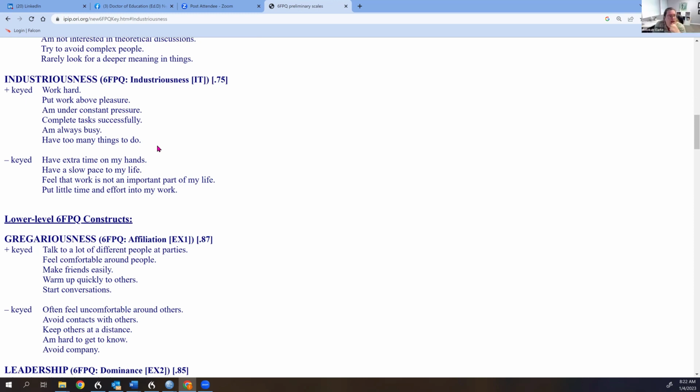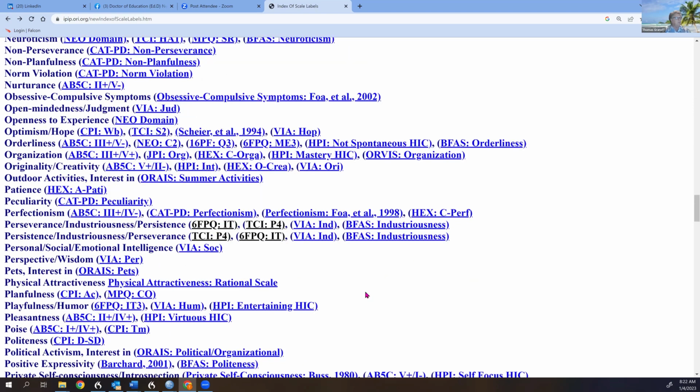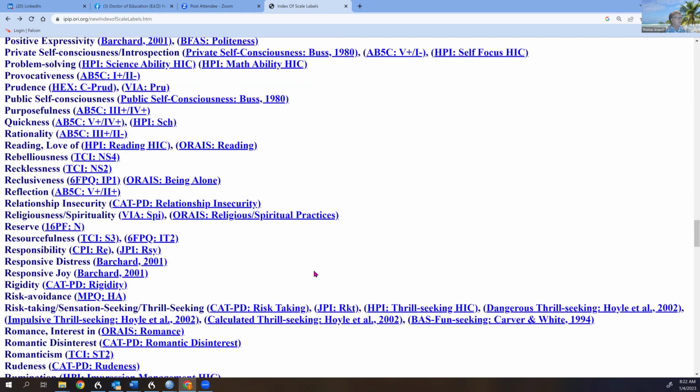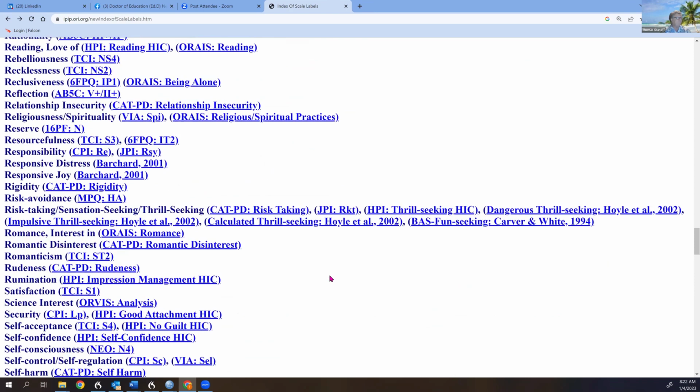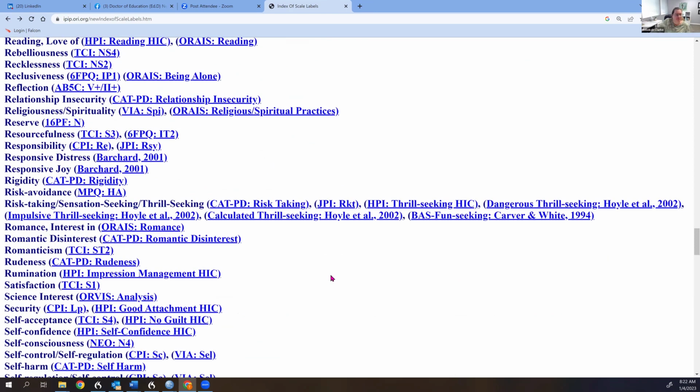So this is ipip.ori.org, and it's free, which is the best part of it all. Right. And it's free and it's validated. And as you can see, there's scales on all sorts of things. It's amazing.